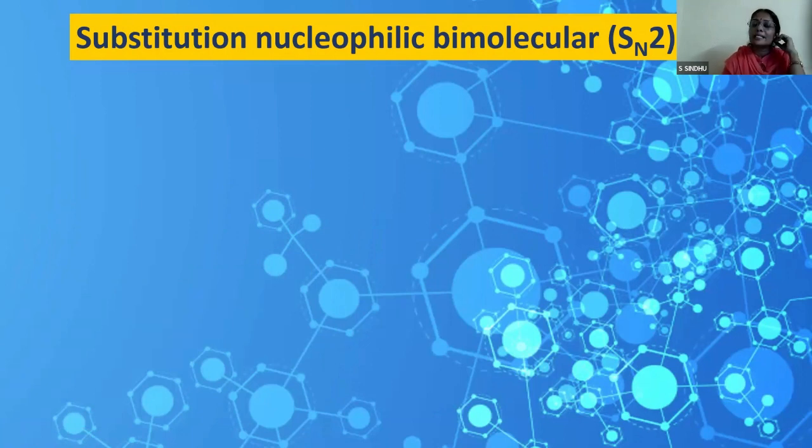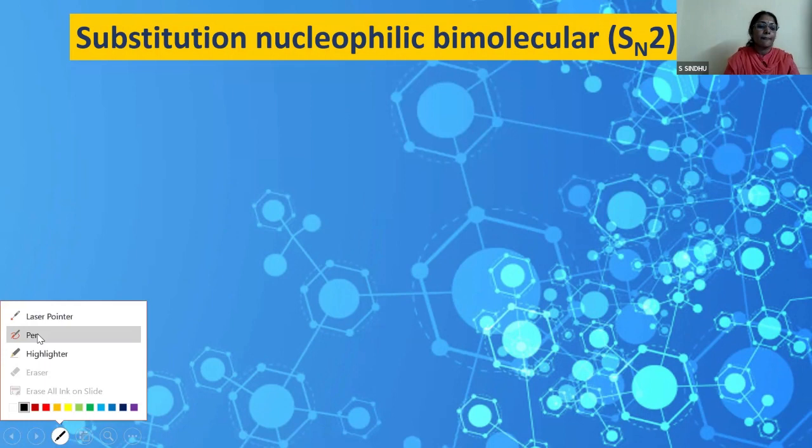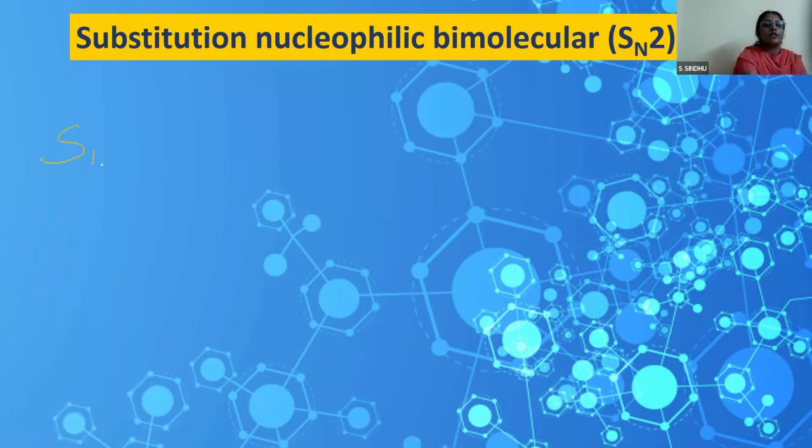So SN2 and SN1. As the name comes in, SN2: S stands for substitution, N for nucleophilic, and 2 for bimolecular. That's how we introduce it to the child. So from the name, substitution, nucleophilic, bimolecular coming in.